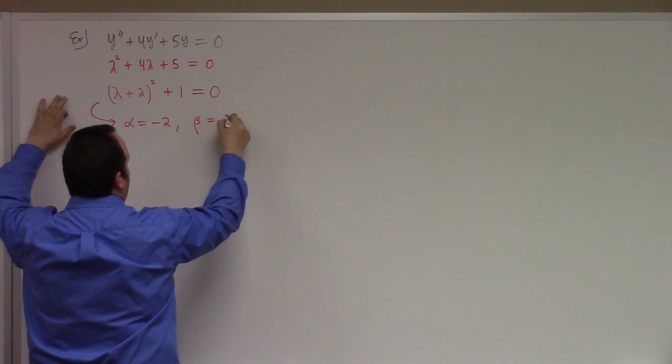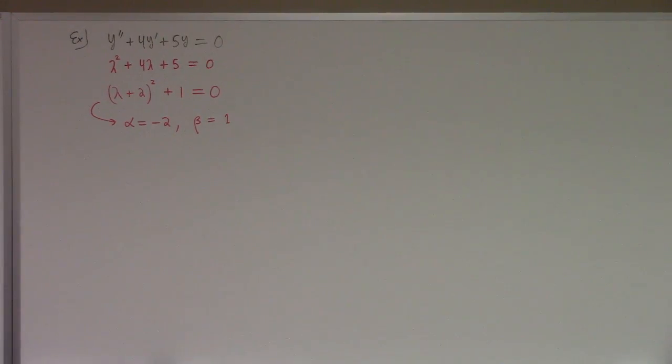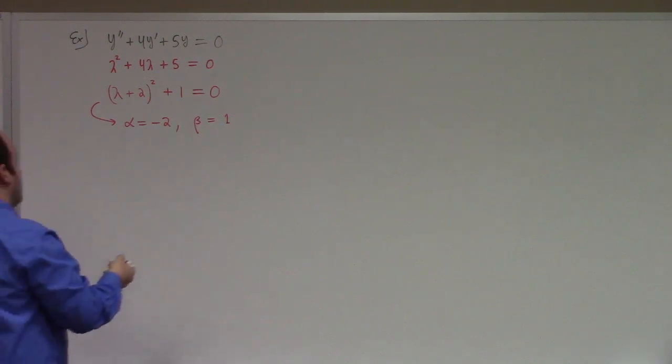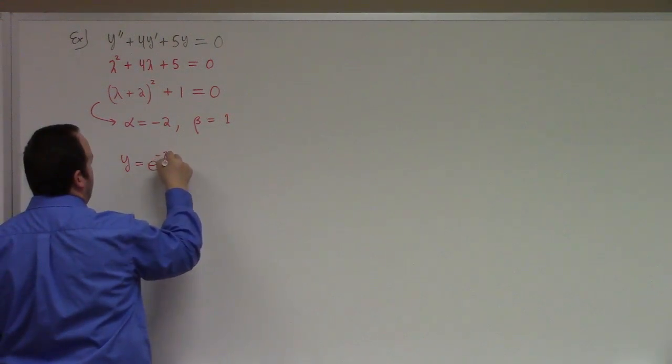Beta equals what? Now you could say, well, beta could be minus 1. Fair enough. Just choose the positive one. Don't make your life hard. You could go plus or minus on the beta, that's true. But this will work. And so what we have is y is equal to e to the minus 2x.